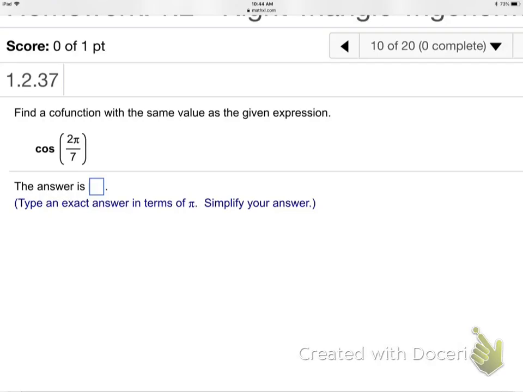All right, so they're giving me cosine. Find a cofunction with the same value as the expression. They're giving me cosine of 2 pi over 7. So what's its cofunction first off? Let's first find the function, then we'll find the angle. What's its co? Plain sine. It's already got the co, so take off the co. It's going to be plain sine of some angle.